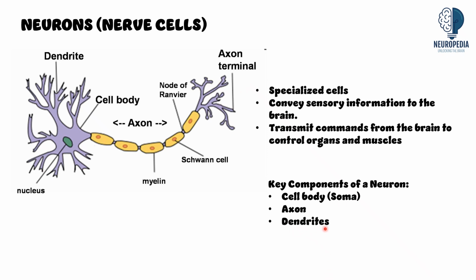Let's talk about dendrites. So here you can see these projections are the dendrites. These are branch-like extensions from the cell body that receive incoming signals from other neurons or sensory receptors. Axon terminals. So here these are the axon terminals. The end of the axon, they release the neurotransmitters to communicate with other neurons or target cells.